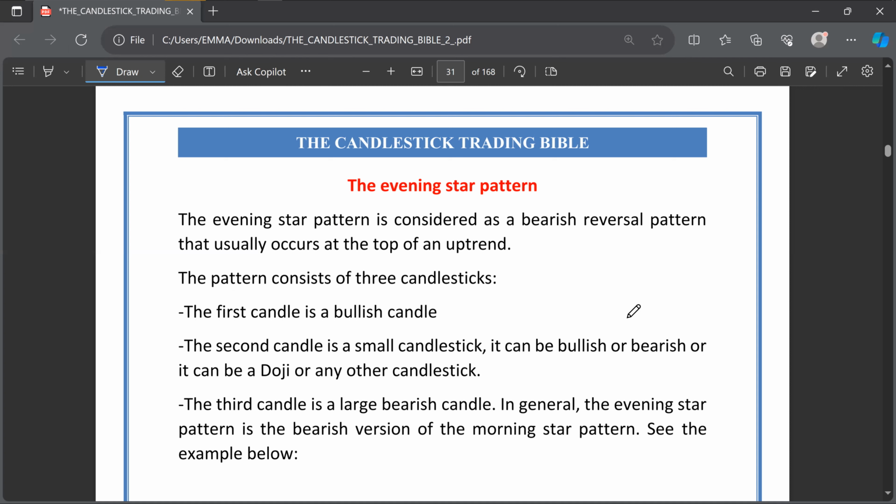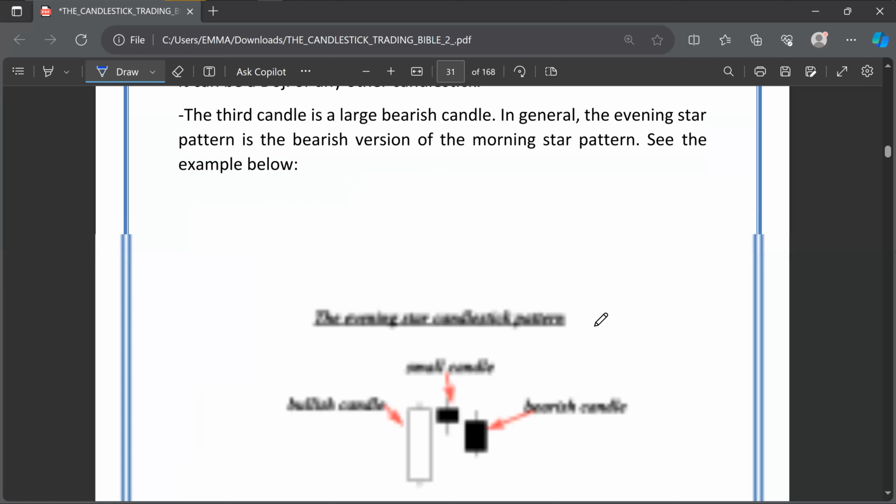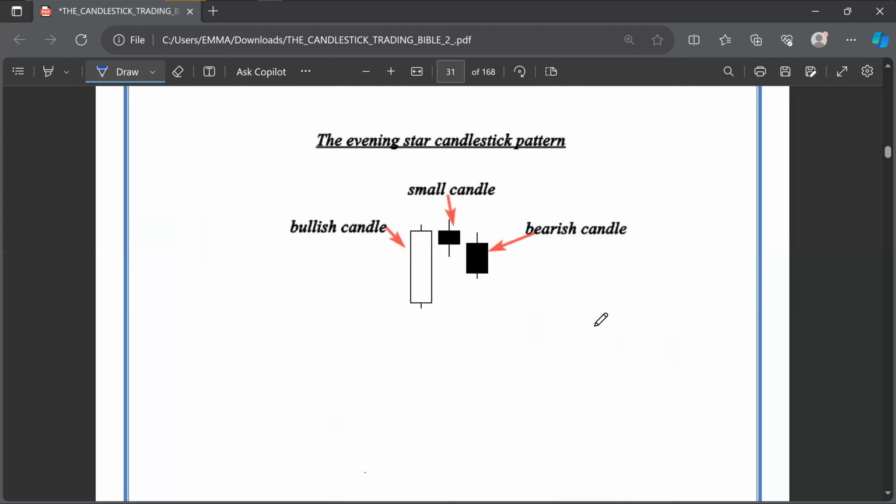Now, in general, the evening star pattern is the bearish version, right? Take note of it. The third candle is a large bearish candle. In general, the evening star pattern is the bearish version of the morning star pattern. Let's see the example below, right? So that is it. The exact opposite.